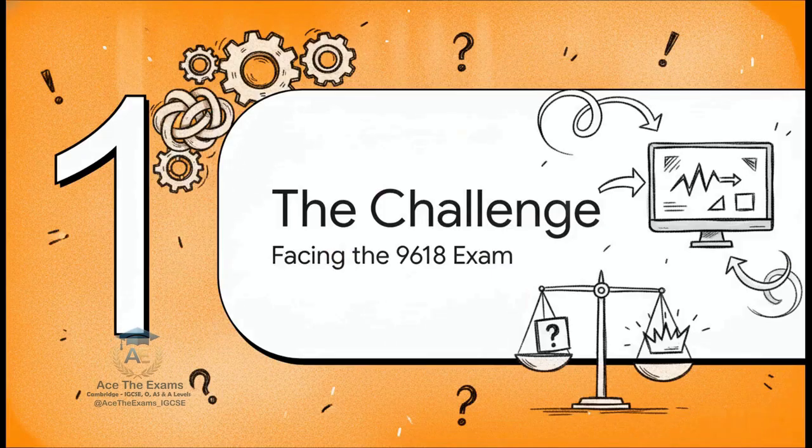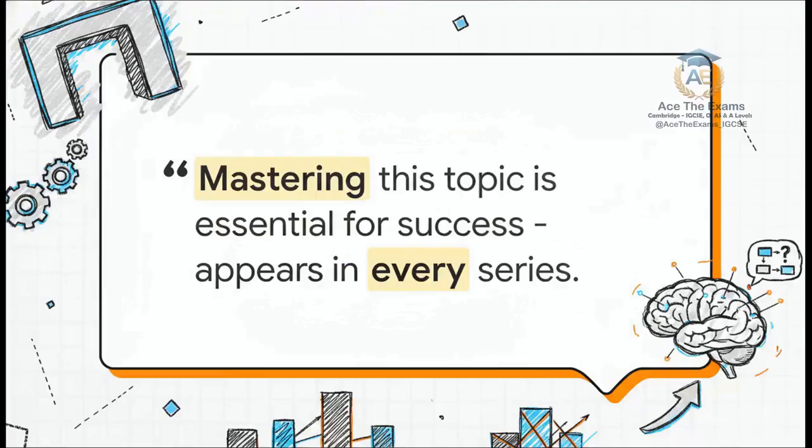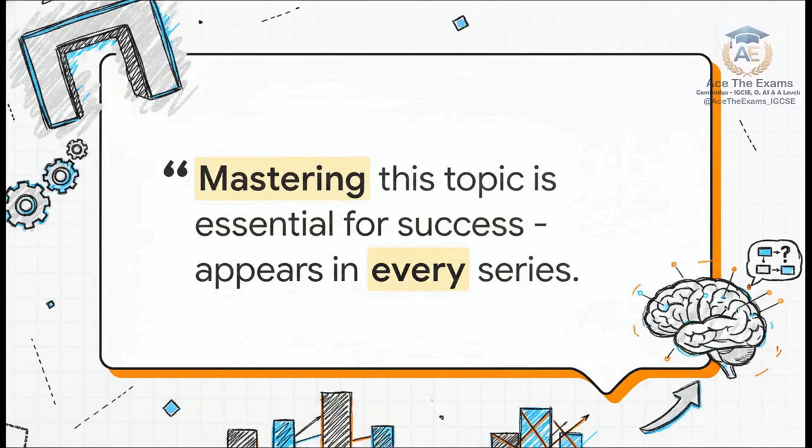Section 1. The challenge. Now, if you're studying for the 9618 syllabus, you probably already know that producing abstract models is not something you can just skim over or cram the night before. Mastering producing abstract models of systems is absolutely essential for your success because it appears in every examination series. Literally every single one. You can't hide from it. It is the ultimate gatekeeper to those top grades.